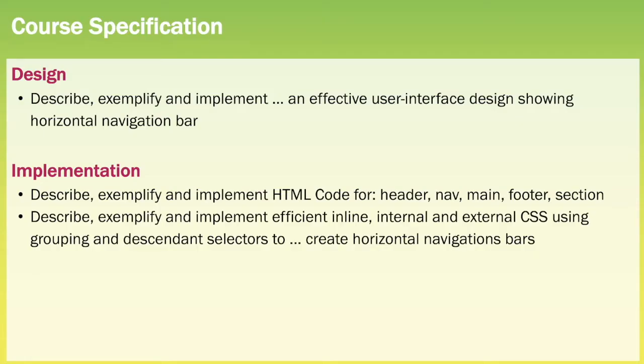From the core specification we need to be able to describe, exemplify and implement effective user interface design showing horizontal navigation bars. We also need to be able to describe, exemplify and implement HTML code for header, nav, main, footer and section. Implement efficient inline, internal and external CSS using grouping and descendant selectors to create horizontal navigation bars.